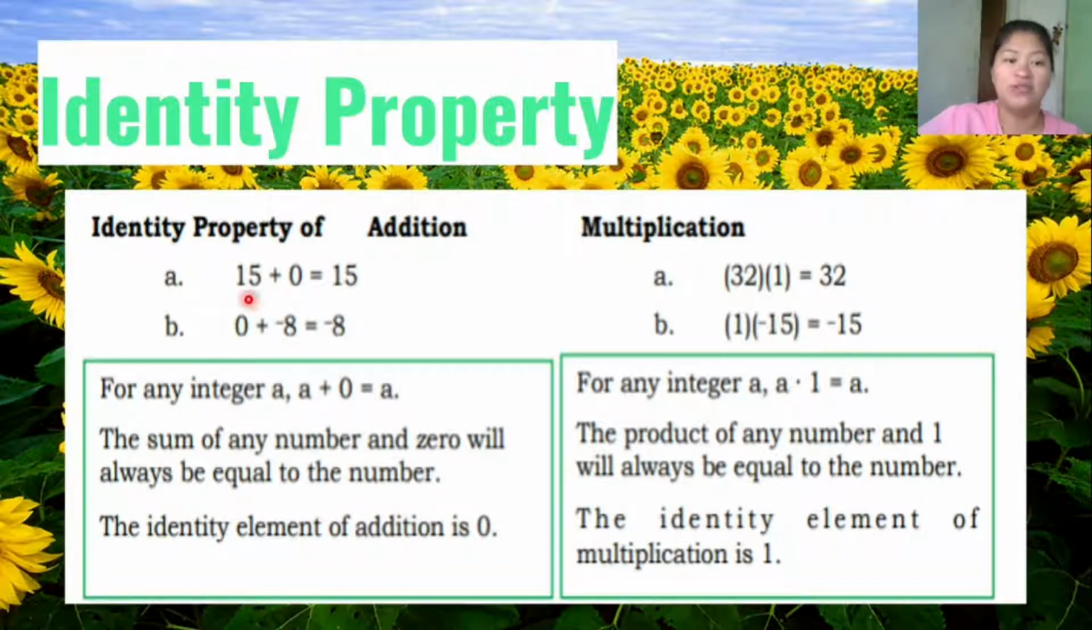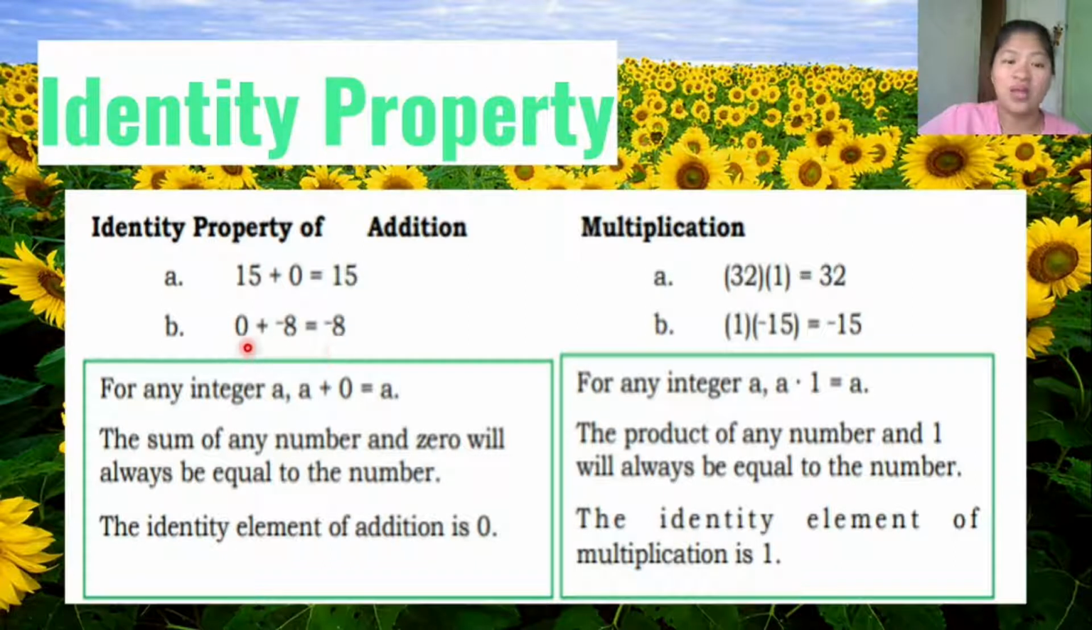So, for example, 15. Let's add 0. The answer is still the number 15. Another example, 0 plus negative 8. So, negative 8, let's add 0, having no value. So, the answer is still negative 8.